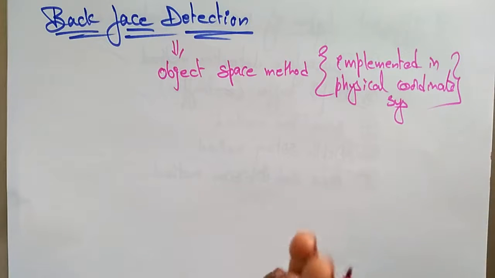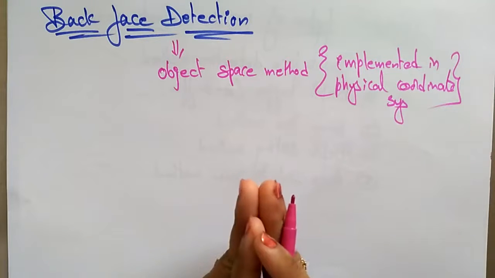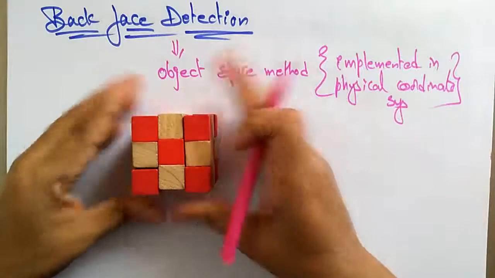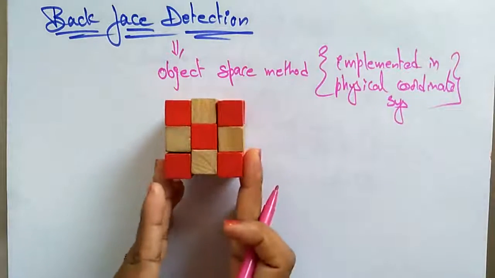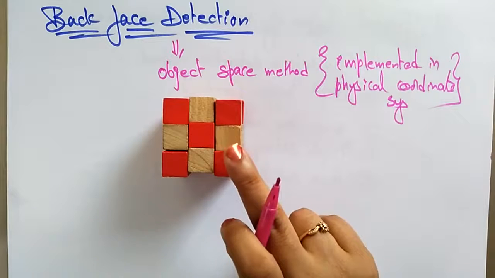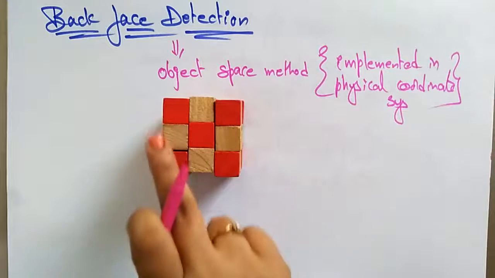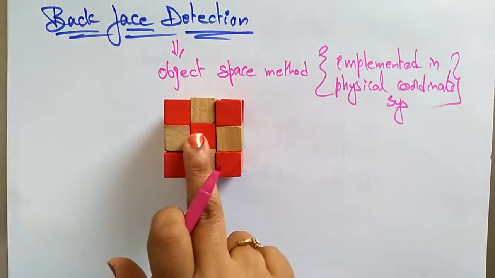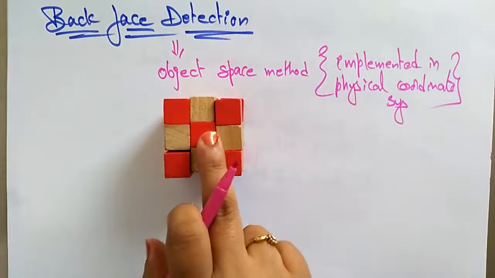Let me explain. In a solid object, there are surfaces which are facing the viewer. So this is a solid surface, I am just placing it here. So in the solid object, there are surfaces which are facing the viewer. So this part is facing the viewer, and this you call the front view. So this is a front face.